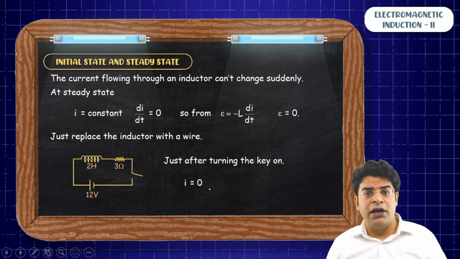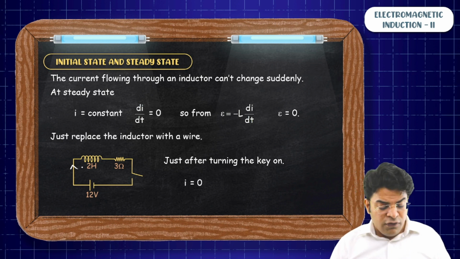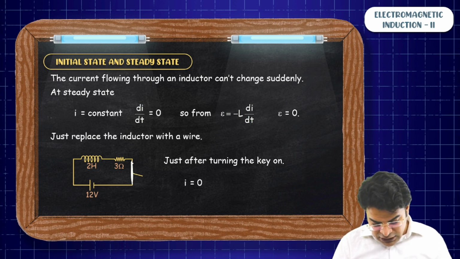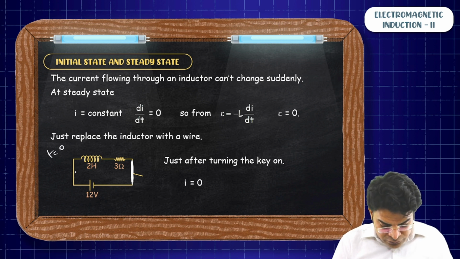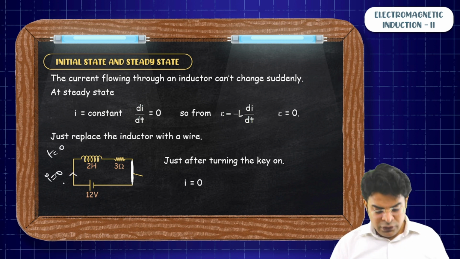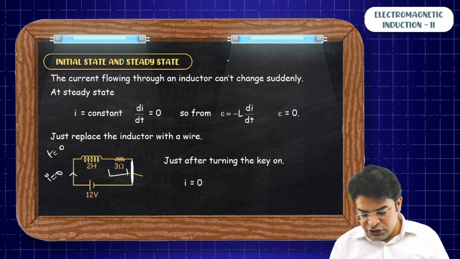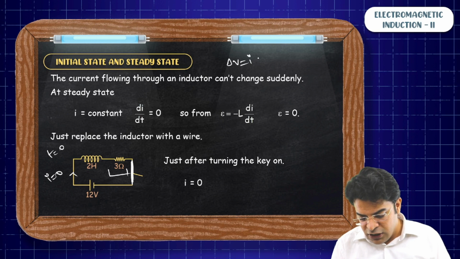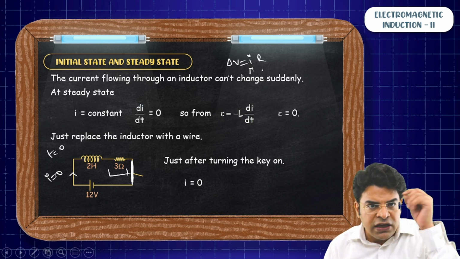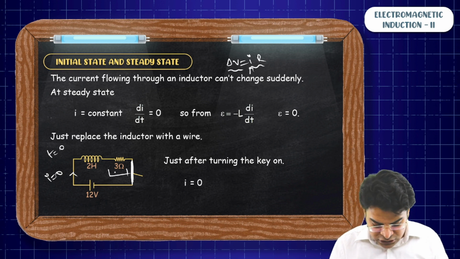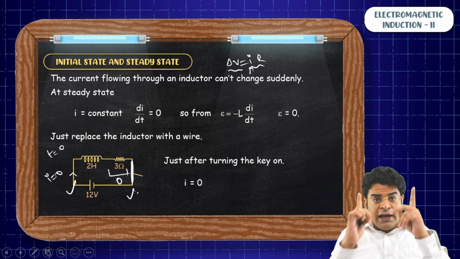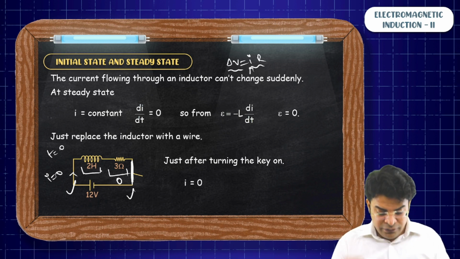The second part: what is the rate of change of current in the circuit? So you will say, sir, just after turning the key on, at time equals 0, the current in the circuit is 0. So the potential drop across the resistor has to be 0. Potential drop across the resistor equals I into R, and since the current is 0, the potential drop across the resistor is 0. This means that the potential drop of 12 volt takes place across the inductor.